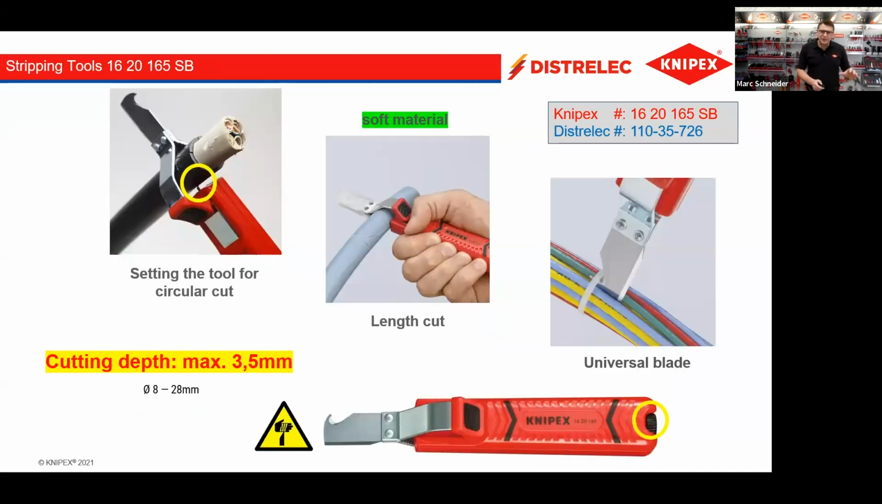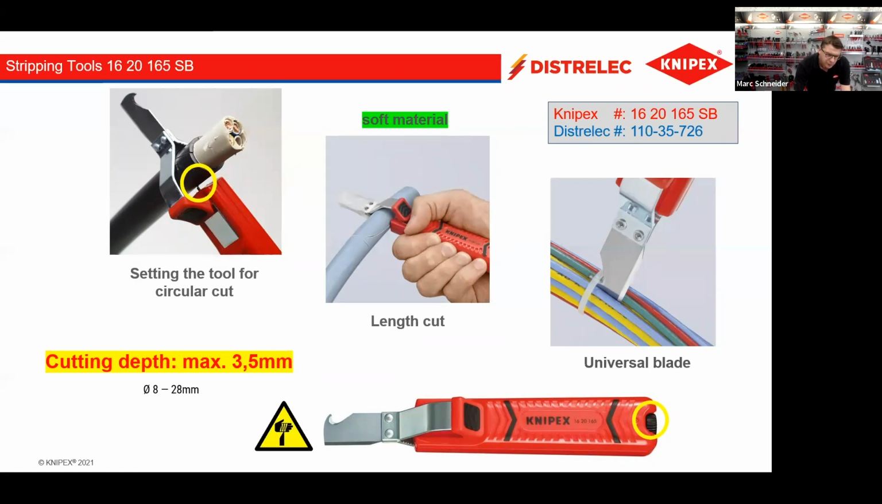So this tool is similar to the stripper that I was just shown, with the difference that here no spiral cut is possible. Instead of the spiral cut, this knife has a universal hook blade here in this area. And here we can do a maximum depth of 3.5 mm, and it goes from outside diameter 8 to 28 millimeter.